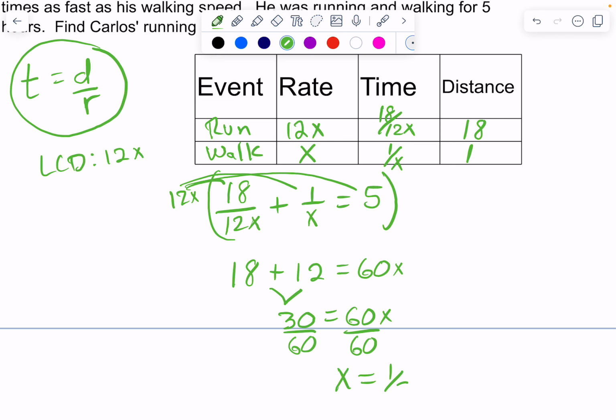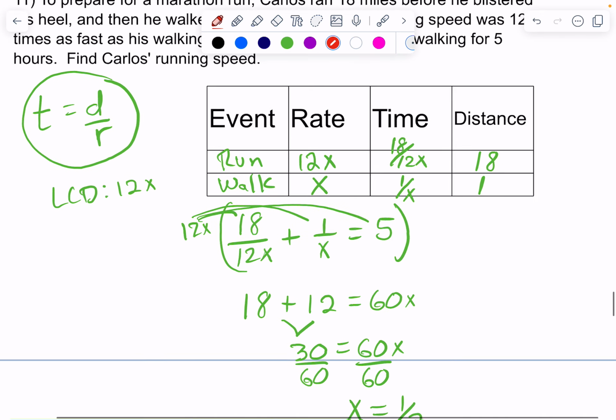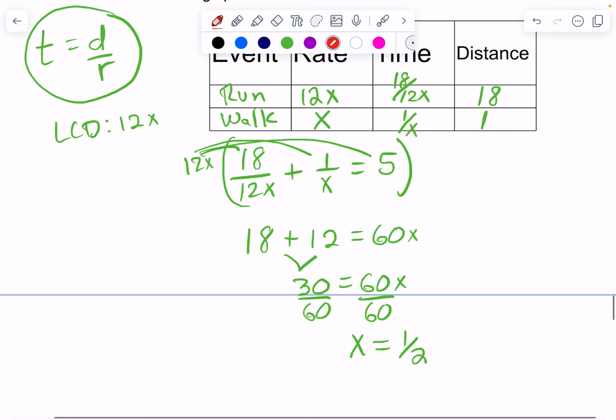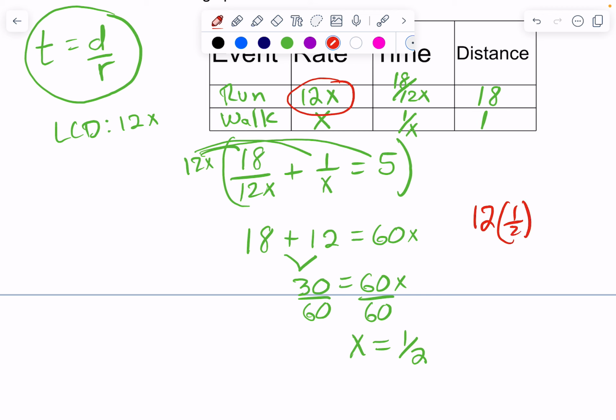Now please be very careful here. Look at your table and look at what they're asking for. They want his running speed. The running speed is 12 times x. So 12 times 1/2 equals 6 miles per hour, which is his running speed.